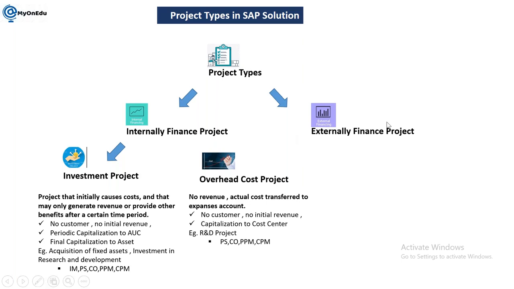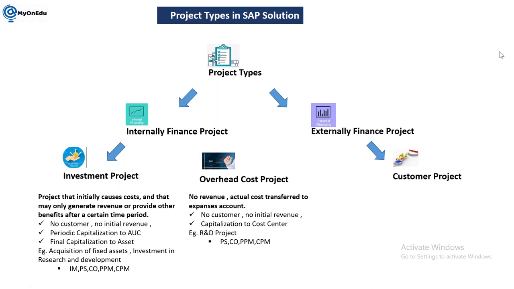Next, we are coming to the externally financed project. These are the projects which have to be financed by the customer. Example, let's say you are an IT company and your customer is looking for some SAP implementation. The customer will contact you, they will submit an RFP or RFQ, request for proposal or request for quotation. Based on that, you will prepare the estimation, prepare the quotation, and send it to the customer. Once it is okay for them, you will get the order, and with reference to the order, you need to deliver the project, the product or services.